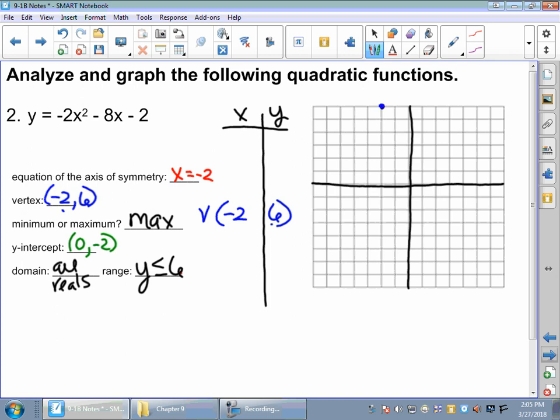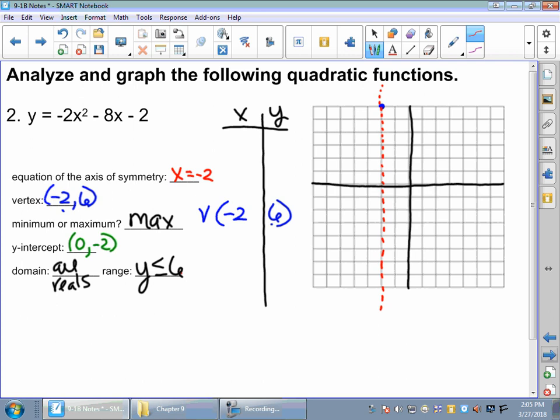Actually, what I might do before I begin is graph my axis of symmetry, x equals negative 2. So that's my axis of symmetry, x equals negative 2. By making it dotted, it tells me it's not part of my graph, but it's helping me graph. Then I put my dot on it. My vertex should land on that axis of symmetry. If it doesn't land on there, you did something wrong.